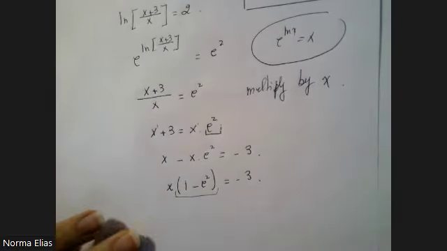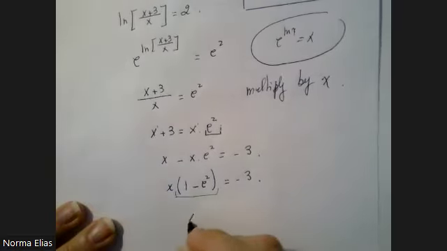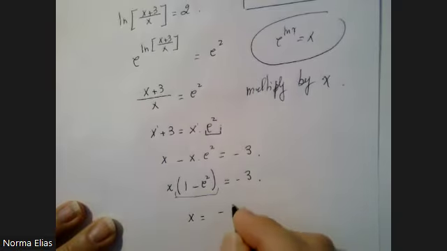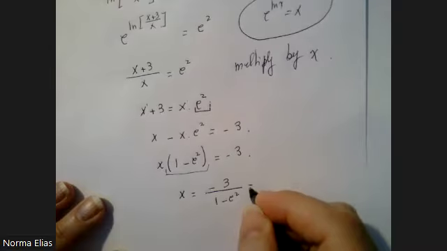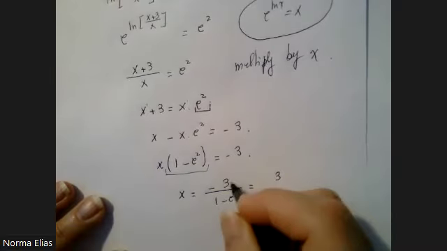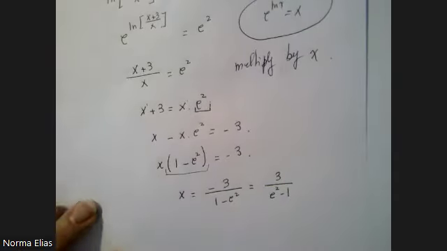Remember, e squared is a number. 1 minus e squared is a number. Those are just simple numbers. So x equal minus 3 divided by 1 minus e squared. Or 3, multiplying numerator and denominator by negative 1, divided by e squared minus 1.